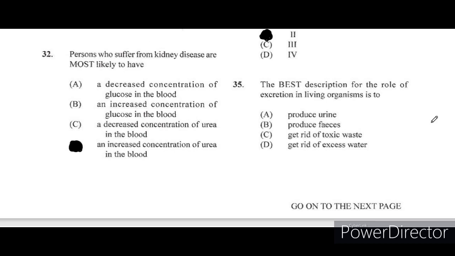35. The best description of the role of excretion in living organisms is to produce urine. No. Produce feces. That would be like the same thing, but instead of coming out the, never mind. C, get rid of toxic waste or get rid of excess waste. Can't use excess waste because the role of excretion overall is to get rid of waste. So you can't get rid of some and keep some. You get what I'm saying? So it's to get rid of toxic waste.